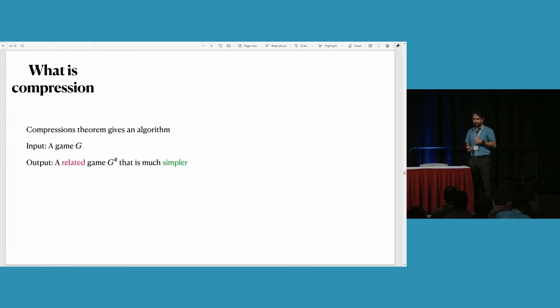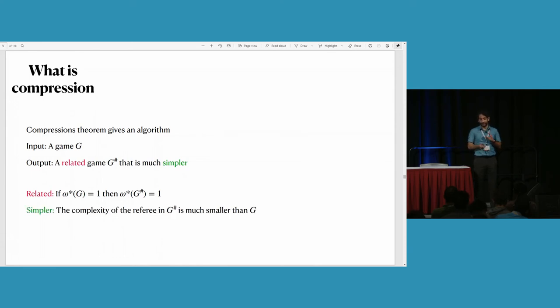So what are compression theorems? A compression theorem is really just an algorithm. The input is a game, and the output is a related game that is much simpler. So I have to define what I mean by related and being simpler. Related in the sense that their values are related to one another. For example, if the value of the original game is 1, I want the value of the compressed game to also be 1. And simpler in the sense that the complexity of the output game, I want that to be much, much smaller than the complexity of the referee in the original game.